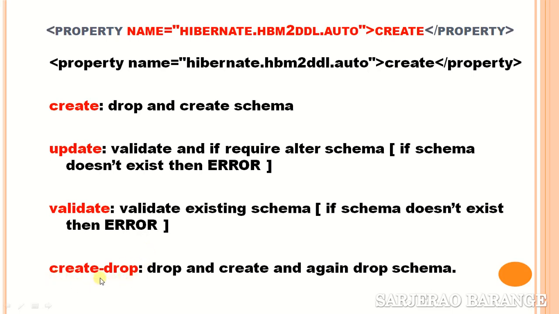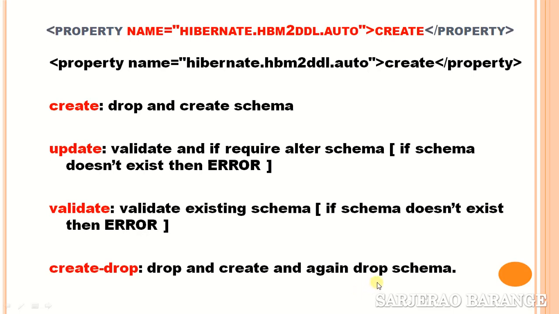The last value we can specify is create-drop. Okay, in the create-drop, what will happen if the schema is already present in the database? First the schema will be dropped, means all the tables will be dropped, and then the new tables will be created according to the specified schema in the Hibernate application. And then when the application ends, again the created tables or the created schema will be dropped. So this is, we can say, similar to drop, then create, and then again drop. Okay, this is create-drop.